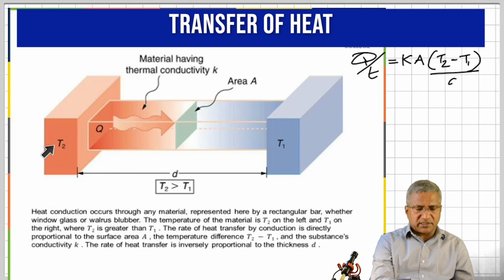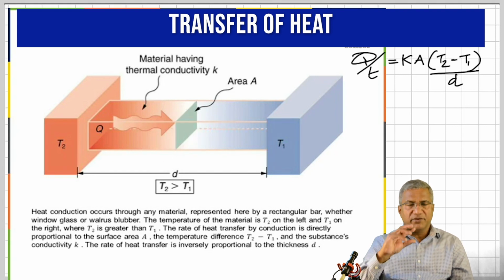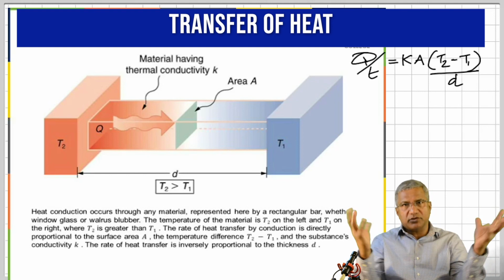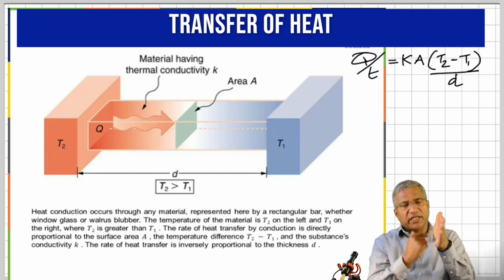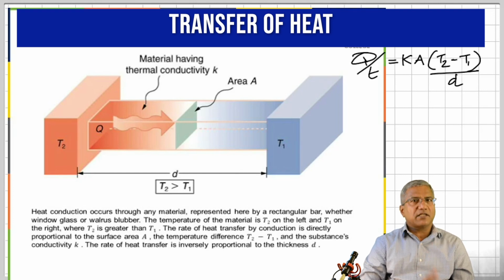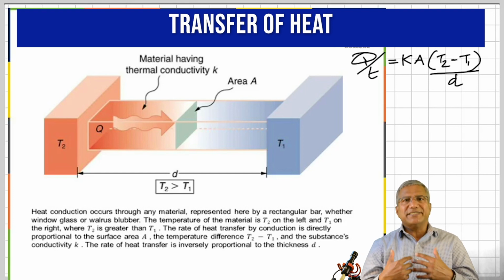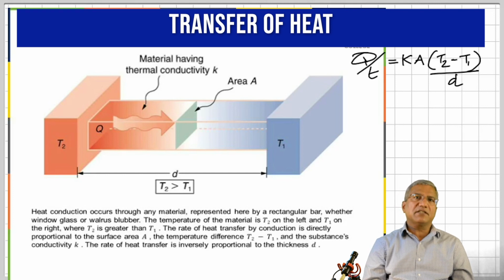T2 is the hot temperature, T1 is the cold. So heat is flowing from the hot to the cold. A is the area of cross-section. Okay? The area of cross-section. It's not the whole surface area. It's just the cross-sectional area. And D is the length of the rod. It's the distance, that's why. K is another constant. I know, another constant coming in. It's called thermal conductivity. It's different for different materials.